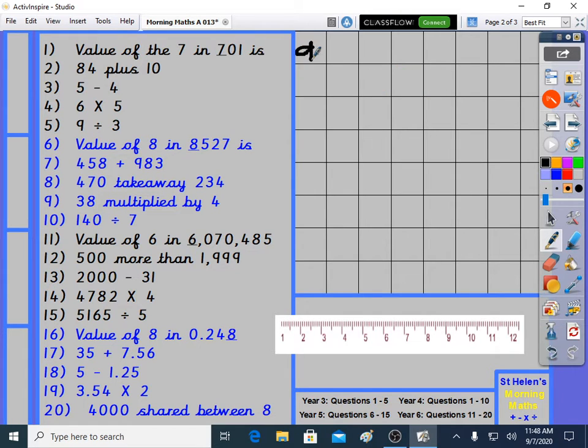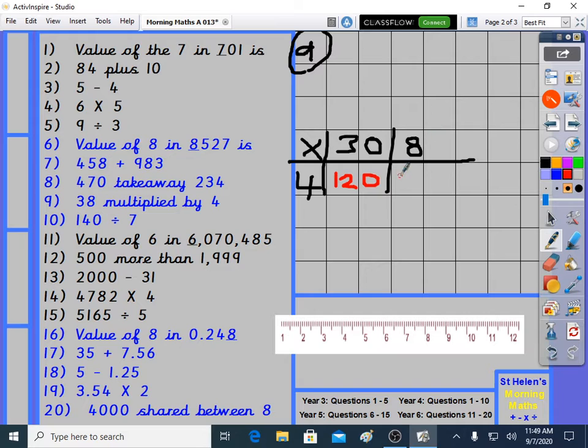Grid method for 38 multiplied by 4. Multiplied by, of course, means times. 38 splits up into its parts, partitions into 30 and 8. Times that by 4. 4 times 3 is 12. Place a 0. 4 times 8 is 32. So we get 120 plus 32. We've got to put them together at the end. 120 plus 32 is 152. That's our answer, 152.